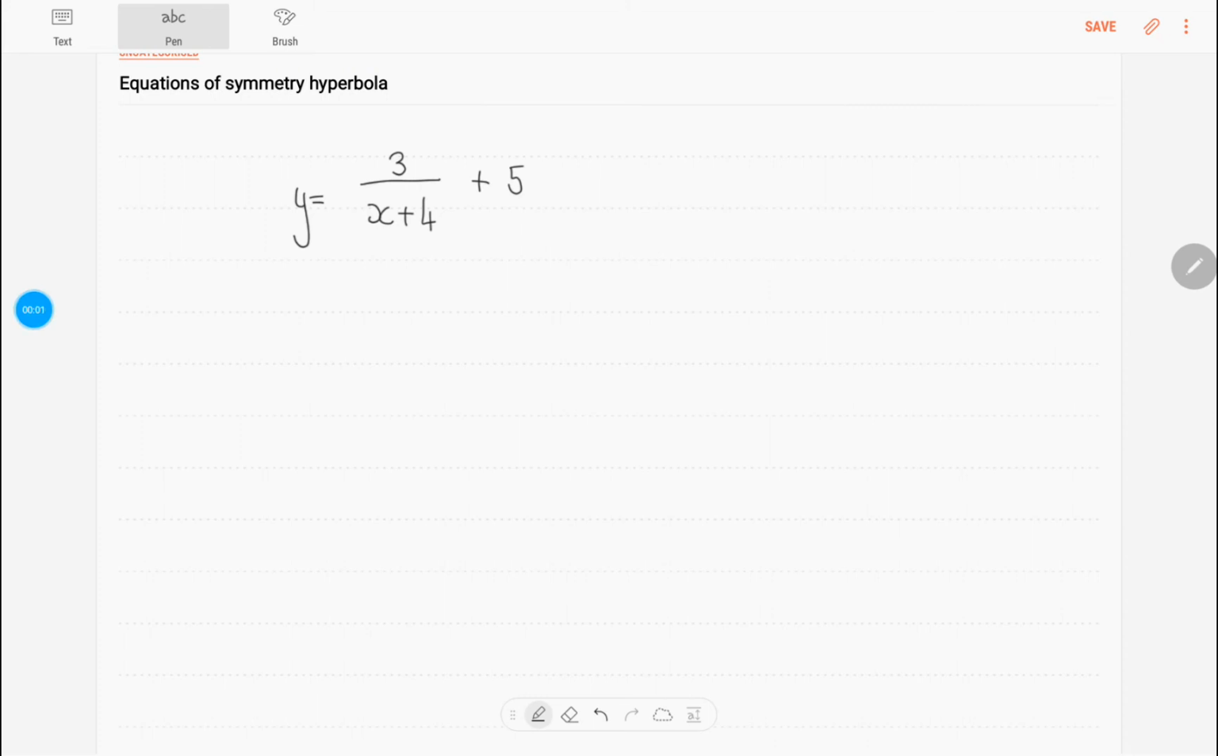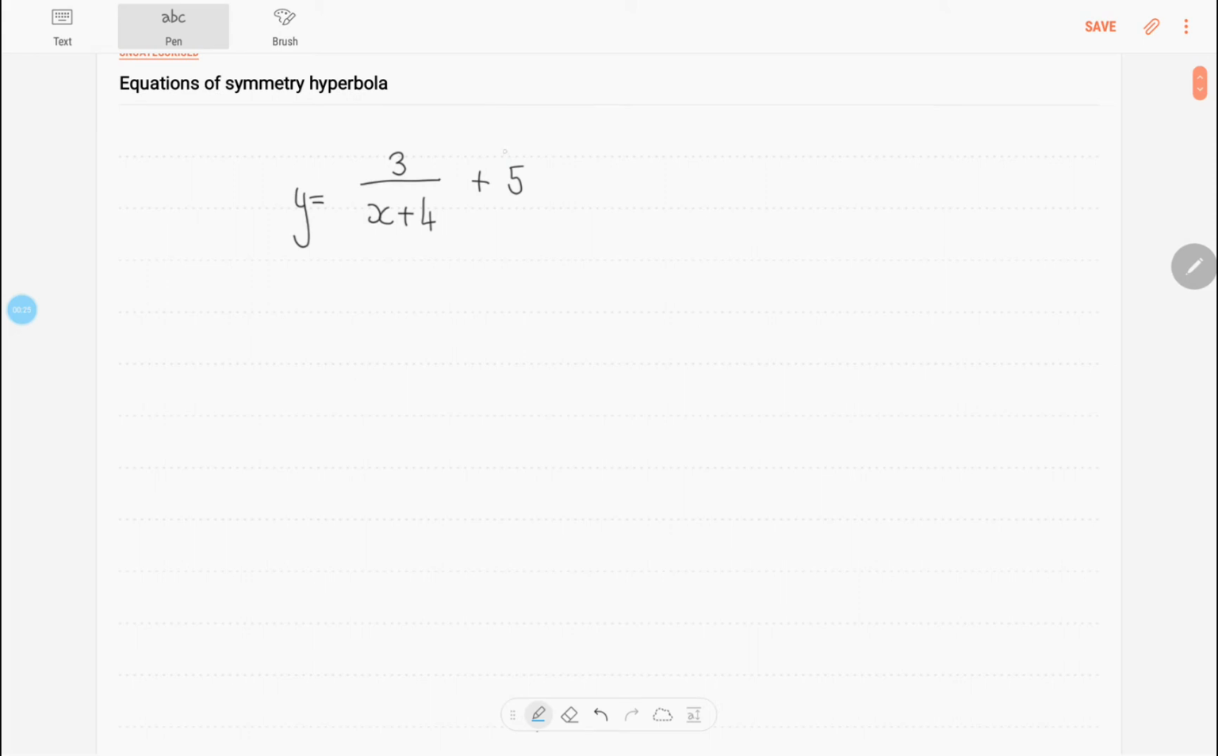Okay, so just a quick video on how to find the equations of symmetry of a hyperbola, or the axes of symmetry. What we're interested in first is finding the equations of our asymptotes. We can read these straight off the equation that we're given.